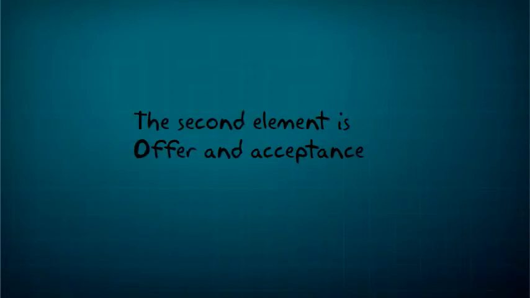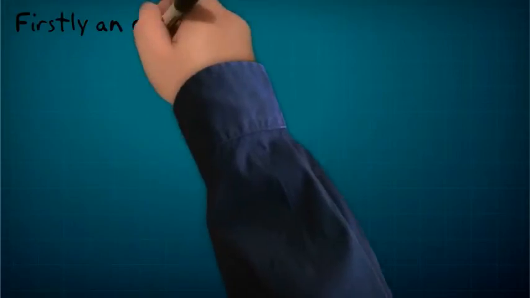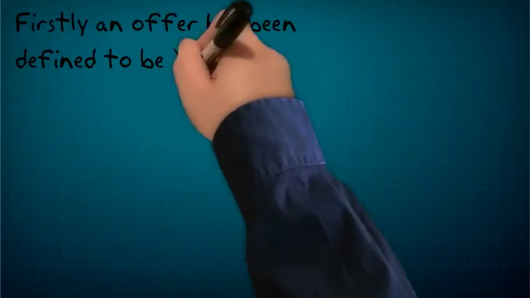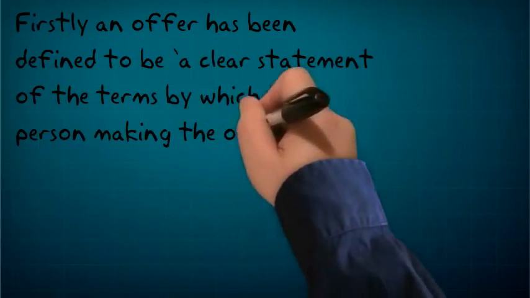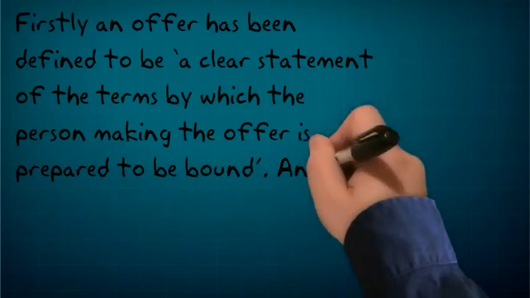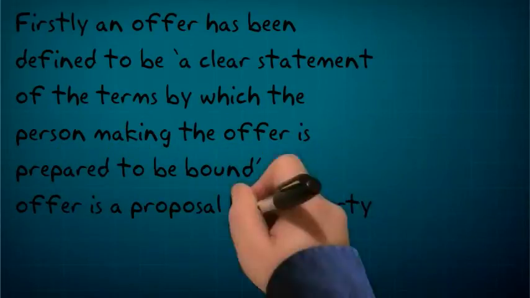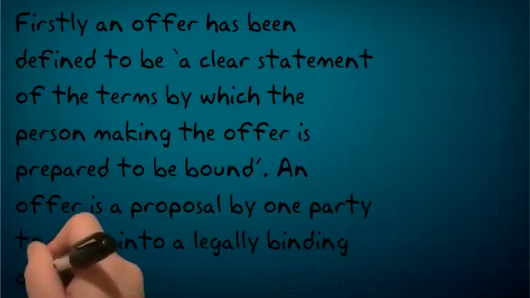The second element is offer and acceptance. Firstly, an offer has to be defined as a clear statement of terms by which the person making the offer is prepared to be bound. An offer is a proposal by one party to enter into a legally binding contract with another. An offer can be made orally, by conduct, or in writing. An offer must always be clear and certain.